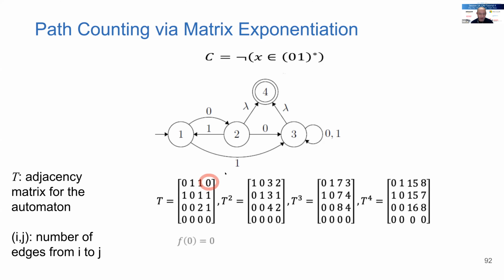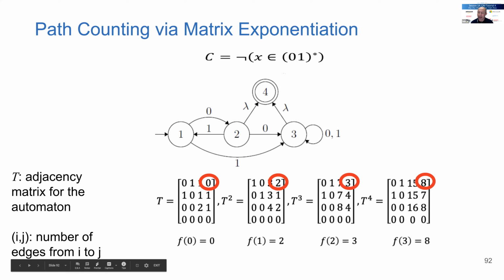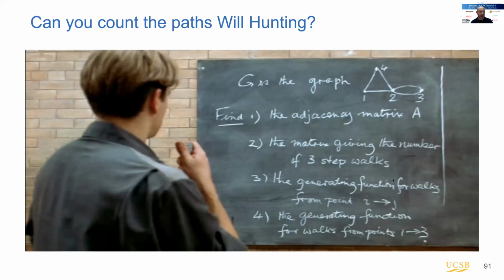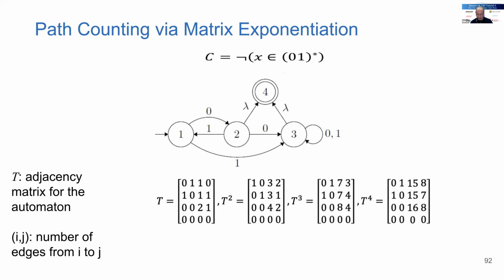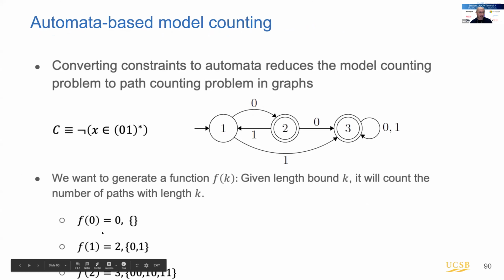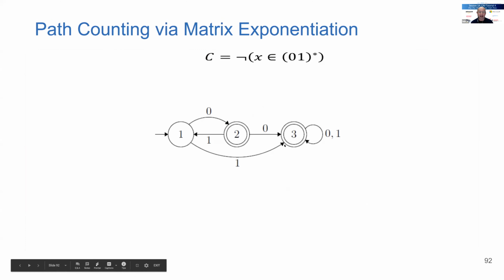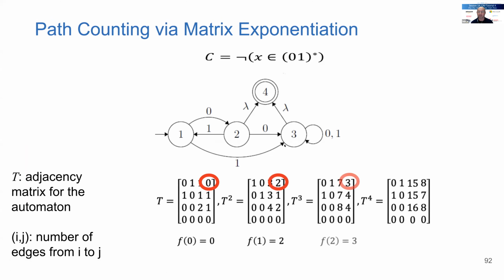So here's what I'm saying. This value here in the T matrix is the number of accepting paths of size 0. And it is 0, as we showed before for this automaton. The number of accepting paths of size 1 is 2. Number of accepting paths of size 2 is 3. And the number of accepting paths of size 3 is 8. So I can compute this function that I told you I was trying to compute in the previous slide. This function on the automaton, I'm computing using this matrix exponentiation.